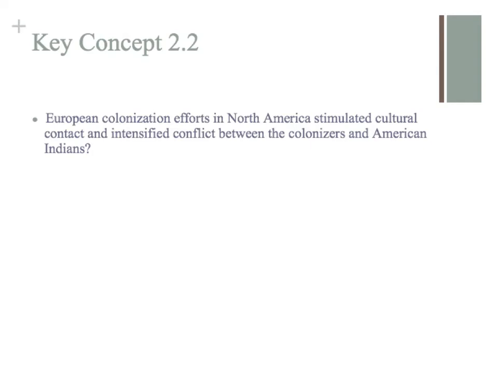So that wraps up Key Concept 2.1, and we move to 2.2, which is: European colonization efforts in North America stimulated cultural contact and intensified conflict between the colonizers and the American Indians. In other words, how did these guys start coming into contact with each other, and what happened once they did?